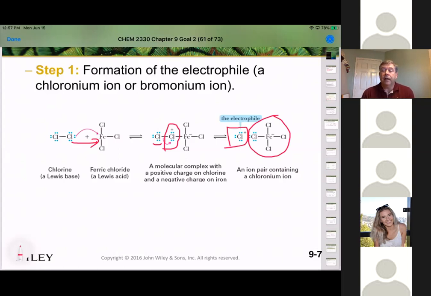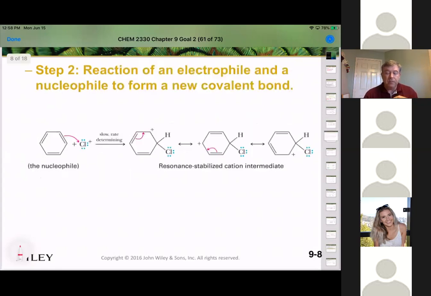Of this charged ion pair, the iron tetrachloride anion is our nucleophile, right? But our chlorine plus is now our new electrophile, our positive charge that the benzene can reach out and grab now. So our next step, of course, is one of the double bonds of the benzene ring is going to reach out and form a new sigma bond, and we break aromaticity when we do it, okay?